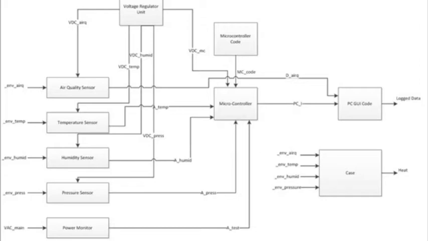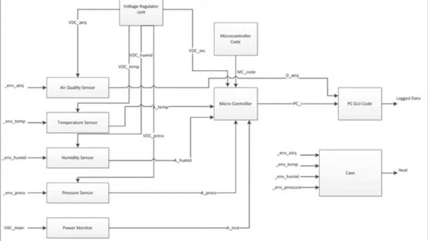The other inputs to the system come from the environment itself and are read by the air quality sensor, temperature sensor, humidity sensor, and pressure sensor. The temperature sensor, humidity sensor, and pressure sensor interpret the environment as a voltage value and then feed it as an input to the microcontroller. The microcontroller is then responsible for converting this analog value into a digital value using an analog to digital converter, which then sends this digital data onto a PC running the GUI for the ESM.